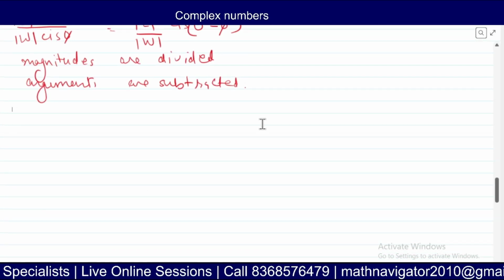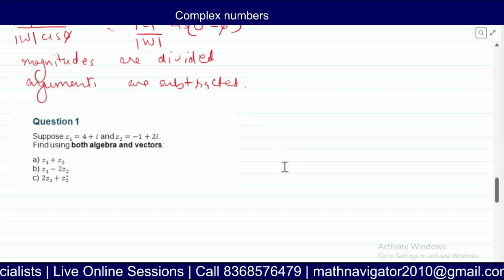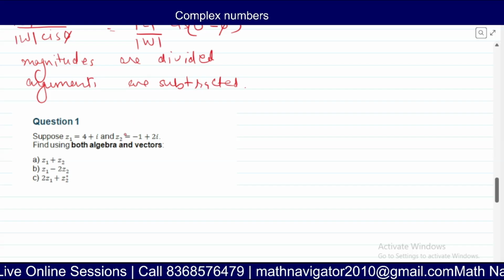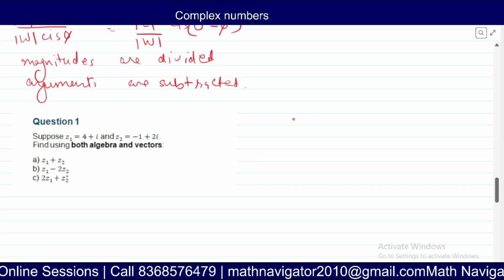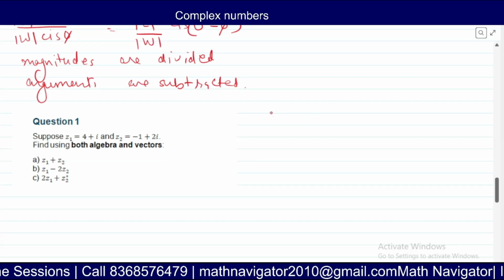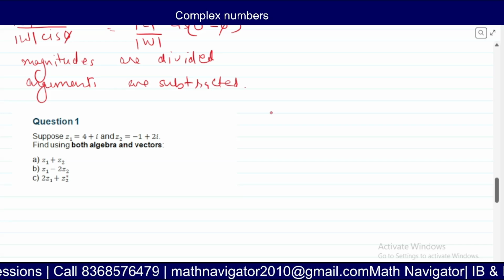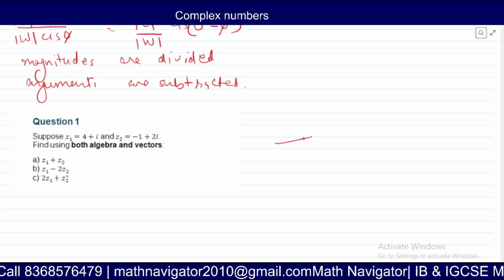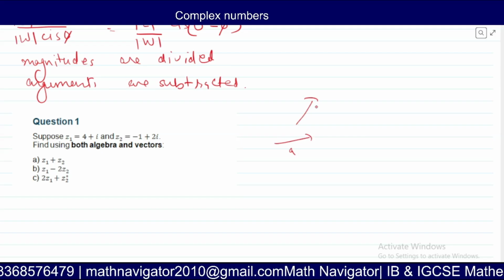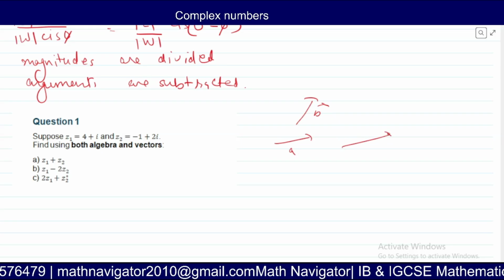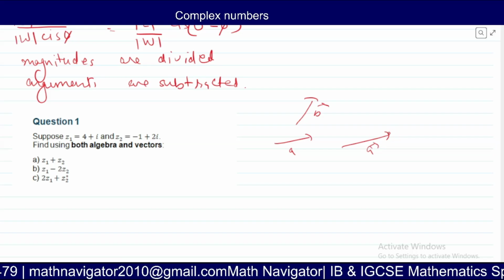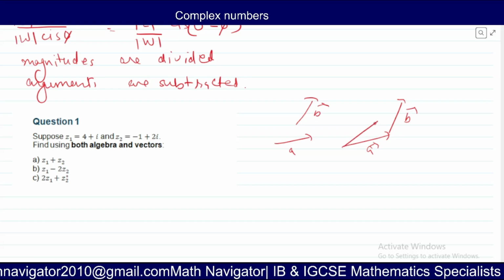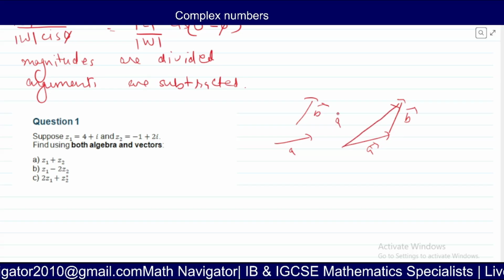Suppose z1 is equal to 4 plus i and z2 is equal to minus 1 plus 2i. Find using both algebra and vectors. We already know from the vectors topic, I have made the video. You can go to my channel and see those videos on vectors. Two vectors can be added: if this is vector A and this is vector B, you put the head of one on the tail of the other, and this will be vector A plus vector B.